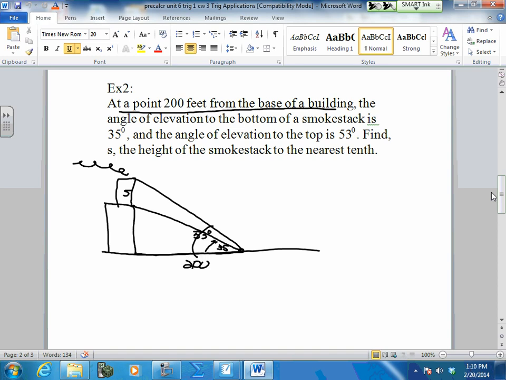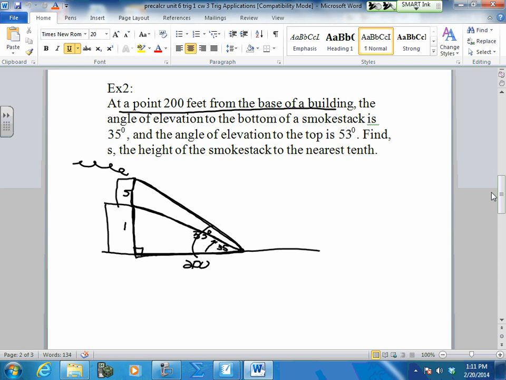How many right triangles do you see? I see one here. And then here's the second one, the big one. How many right triangles do you see? Two. They're nested together, right? Each one of them shares the same base, 200. They both have a different angle of elevation, and they both end up with a different side.